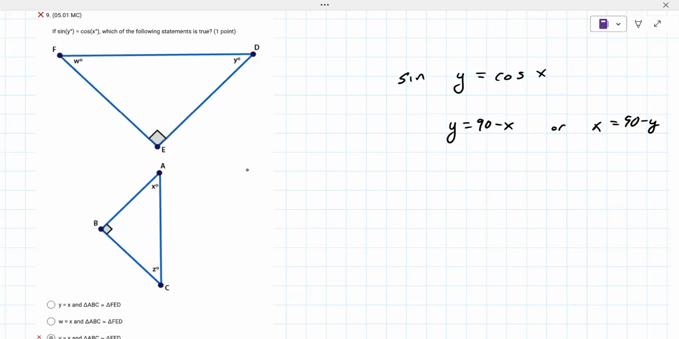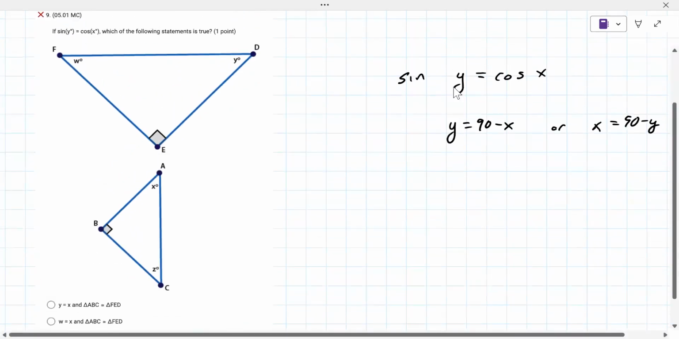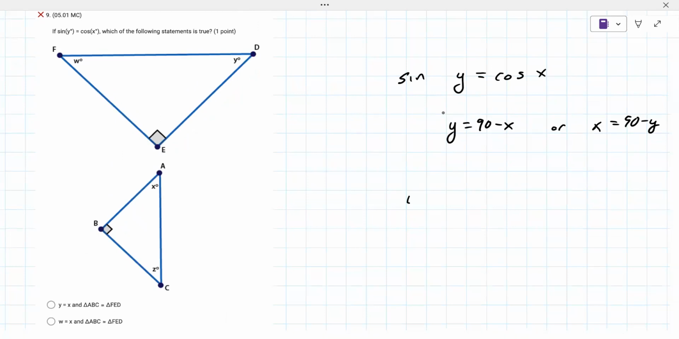But it is not the case that they equal each other. It just means that if y is 40, then x is 50, or if y is 82, x is 8. Sorry, 50. They have to add up to 90 each time. Is that clear? That's the whole thing: one angle is 90 and the other two angles have to add up to 90.